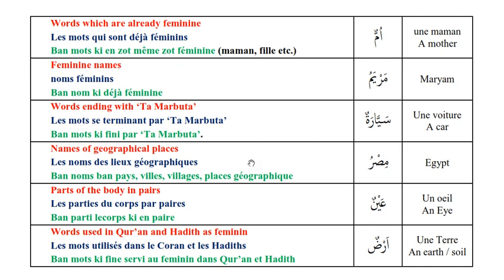These are feminine in Arabic language. We have parts of the body which are in pairs, like the ears, the eyes, the hands, the feet, and so on. These are considered as feminine in Arabic language. And we have words that are used in the Quran and the Hadith of the Holy Prophet ﷺ, which are feminine in themselves, like ard, shamsun, and so on. So these 6 categories should be learned by heart.